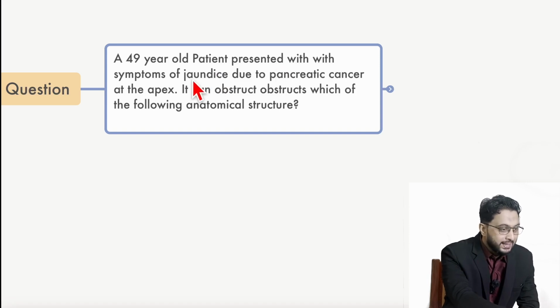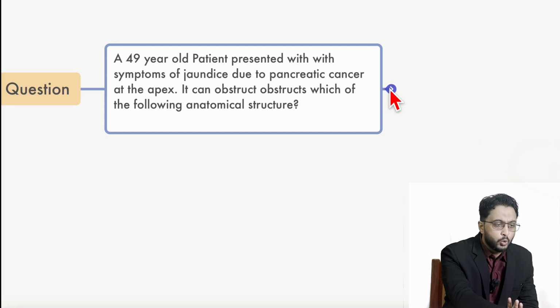So, pancreatic cancer at the apex of the pancreas, it can obstruct which of the following anatomical structures? Which structure is it obstructing? This pancreatic cancer is obstructing which structure? Meaning, what is the cause of this jaundice? What is this pancreatic cancer doing to create the symptom of jaundice, or what is it obstructing?